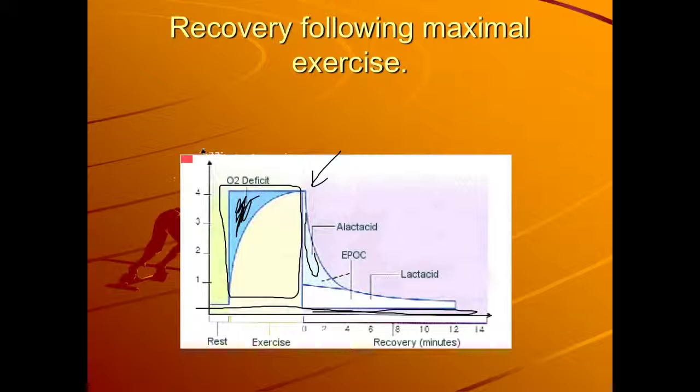So you can see that there's 2 stages to recovery: the alactic acid and the lactic acid. And the alactic acid, the fast part, is where the oxygen deficit is repaid and your PC stores are increased and your oxygen stores are reloaded in your myoglobin in your muscles. This is often referred to as the slower part of recovery, the lactic acid part, where the lactic acid is removed from the body.